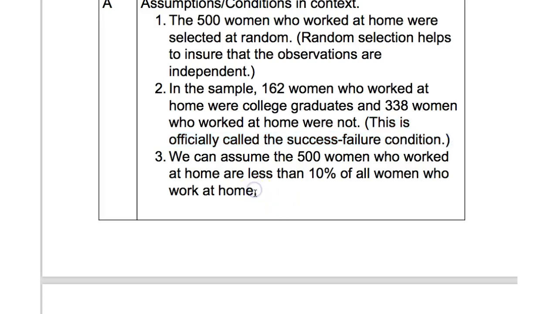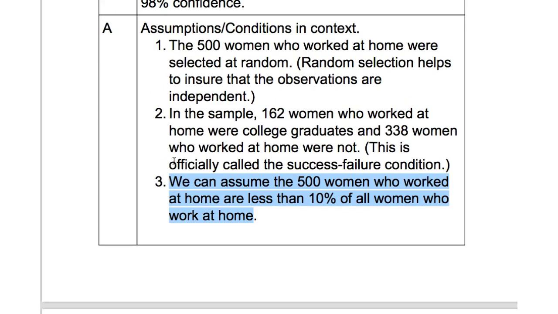And then the last condition, your book doesn't necessarily check this. In the AP, sometimes they do, sometimes they don't. But we can assume that the 500 women who worked at home that they sampled are less than 10% of all women who worked at home. So those are our assumptions and conditions.